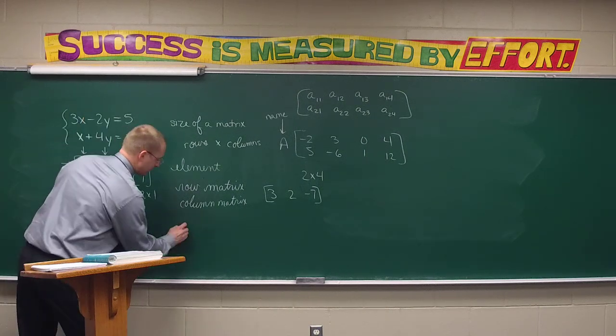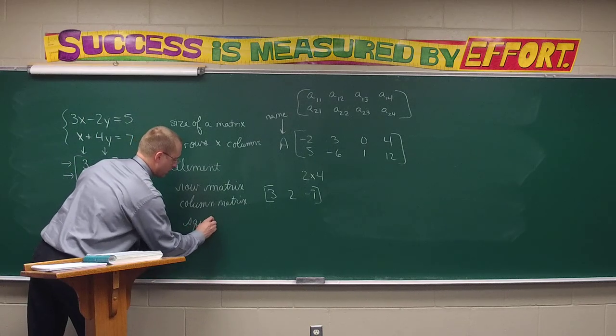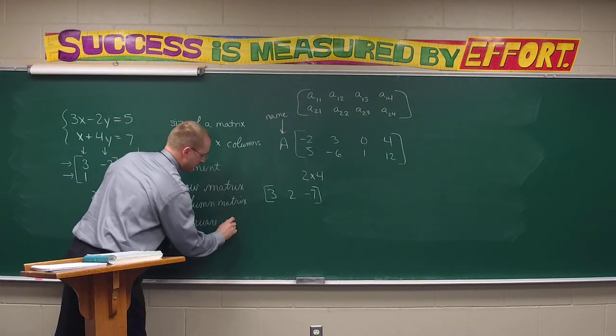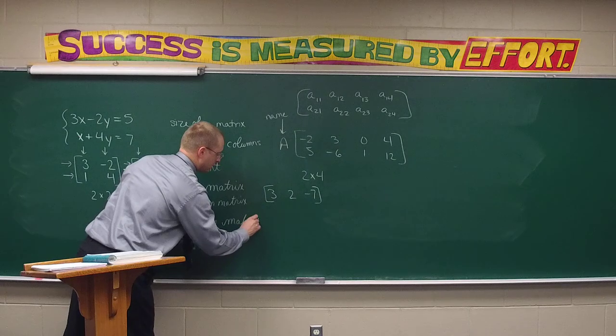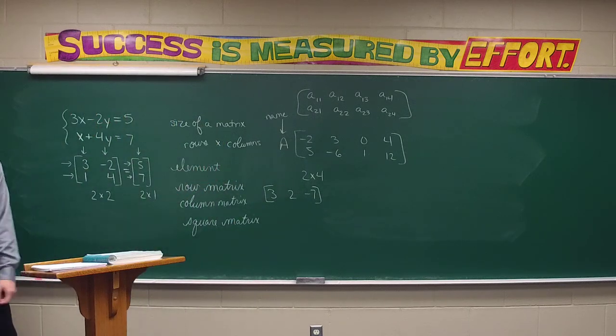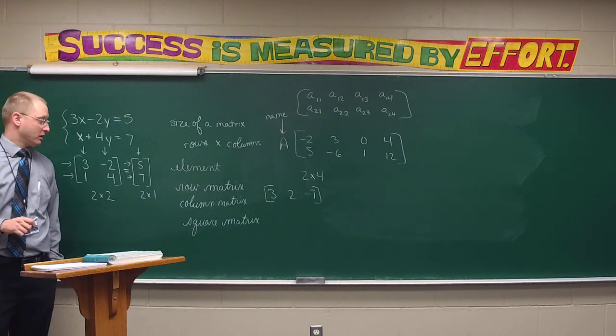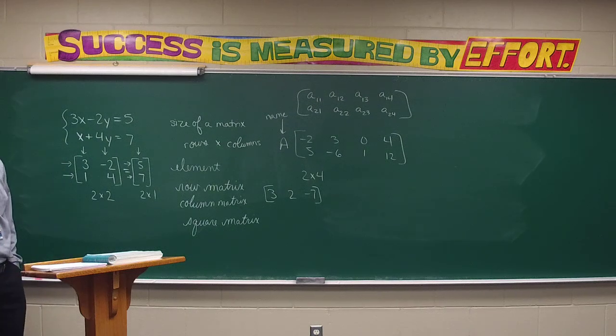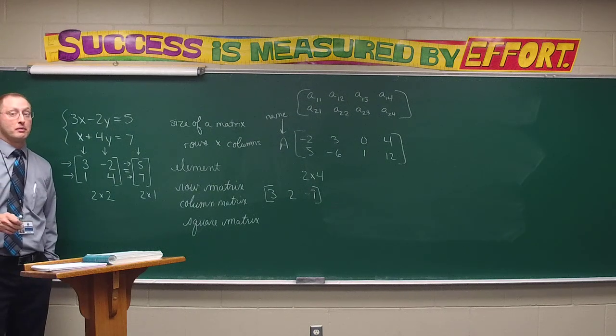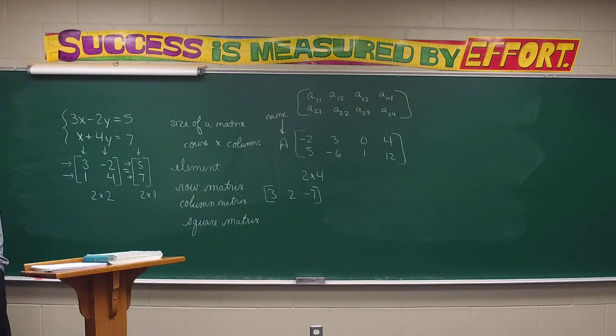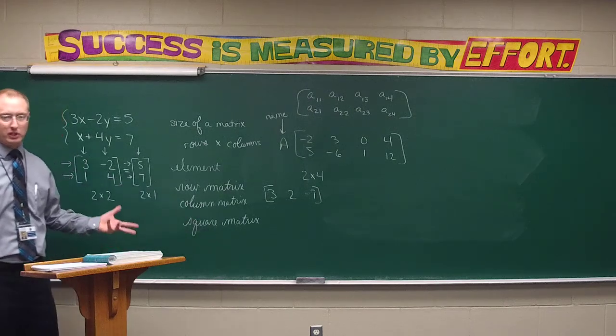Here's one for you. A matrix that is a single column is a column matrix. What about a square matrix? 2 rows, 2 columns, possibly. Or 3 rows, 3 columns. Or 12 rows, 12 columns. Hopefully you don't have to write that. Right. A square matrix is simply a matrix with an equal number of rows and columns.